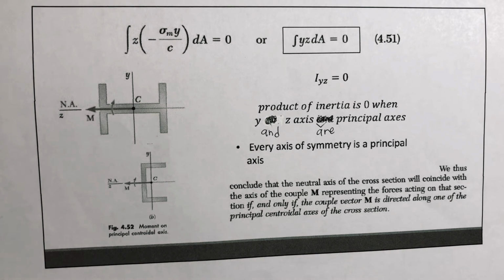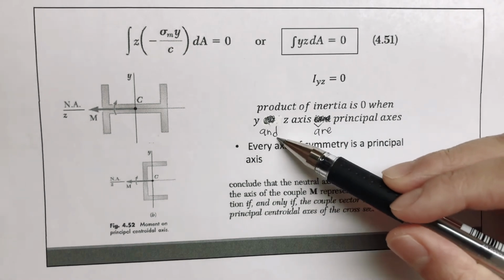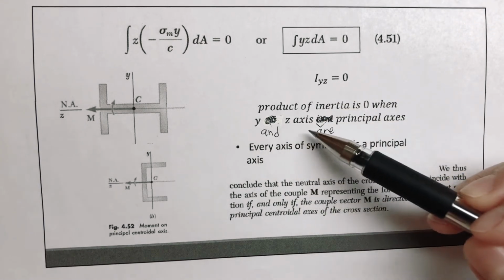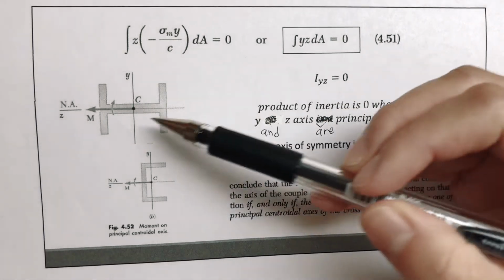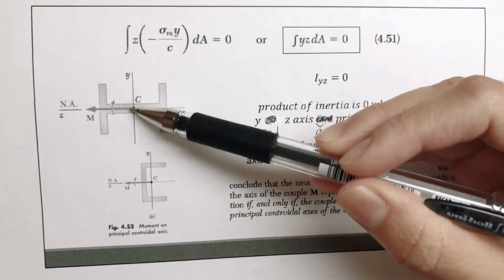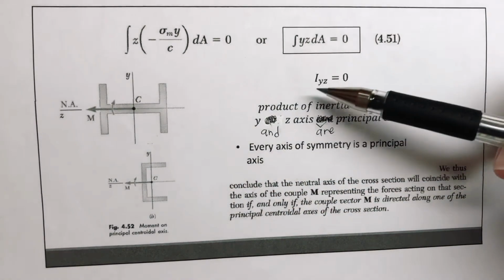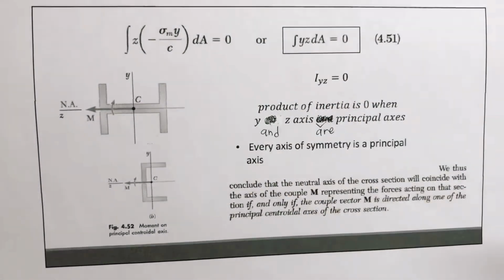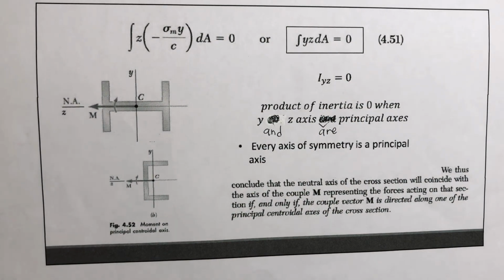I_yz is the product of inertia with respect to the y and z axes, and it will be 0 if these axes are the principal centroidal axes. So both of them, "and." It's supposed to be "and." So this is 0 when y and z are principal axes. So when I_yz is 0, y and z are both the principal axes.